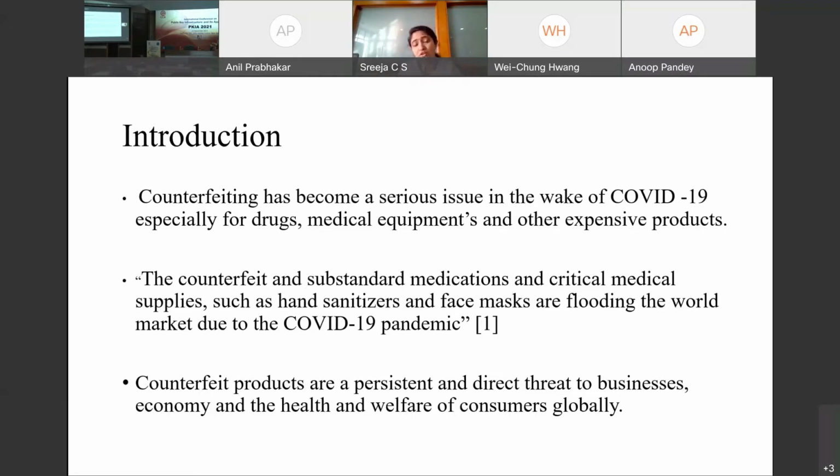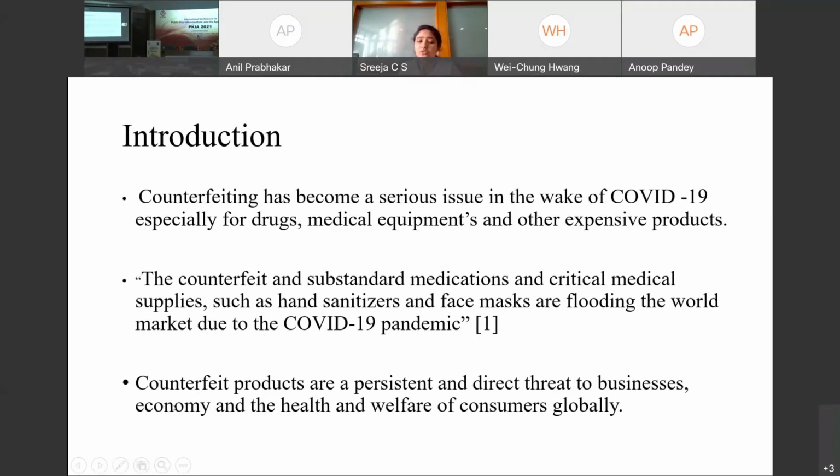The products which are not genuine, or the products whose authenticity we are not able to claim, because we do not know the source of the products. That's what we call counterfeit products, though there are many definitions, including the definition given by the World Health Organization.